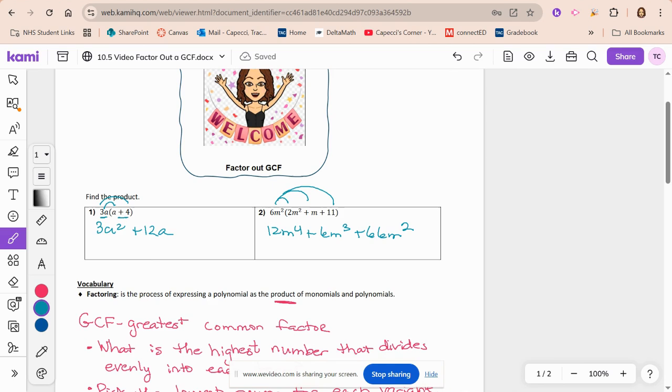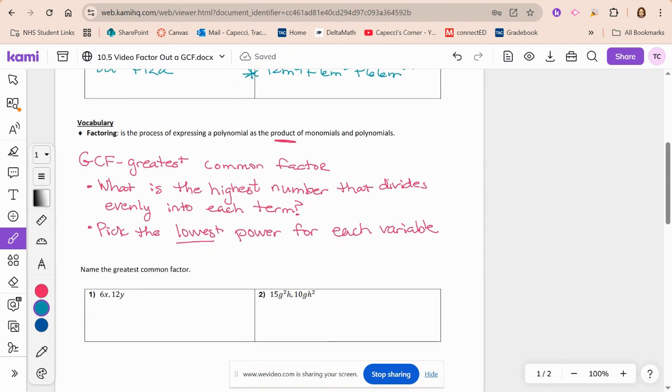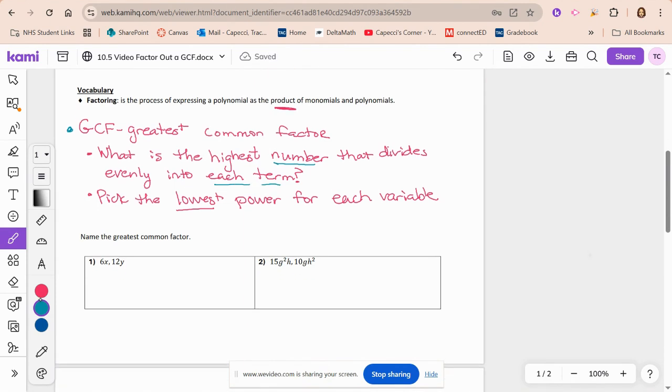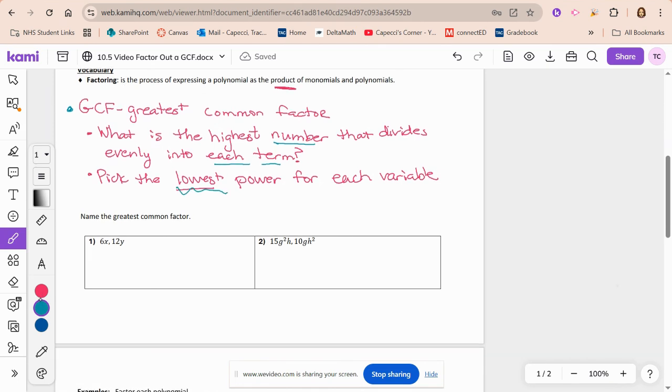Okay, so when we factor out a GCF, we're basically working backwards. We're going to start with this bigger term. We're going to factor out a common factor that goes into each term, and that's going to be our simplified version. Our greatest common factor: first we look at the highest number that divides evenly into each term, looking just at the numbers. Then we look at the variables, and we take the lowest power for each variable.